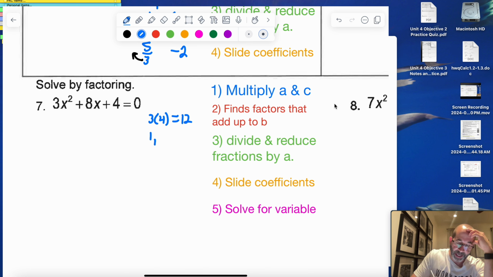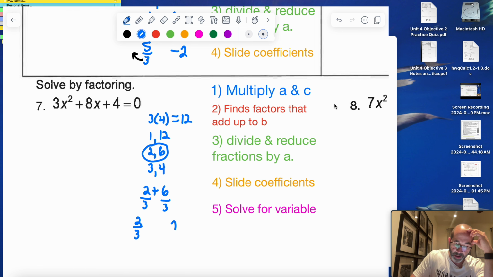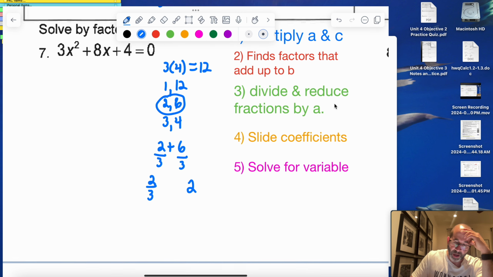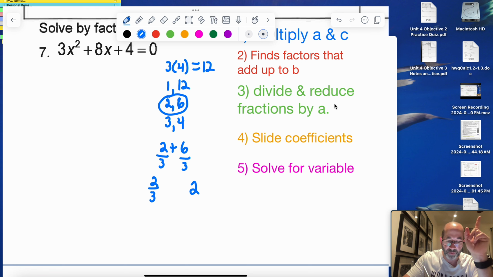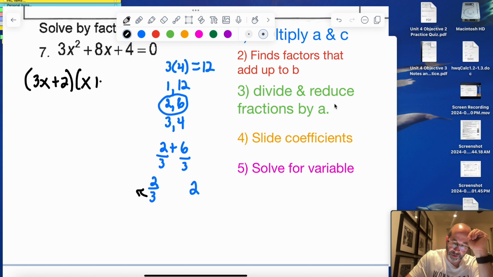Factors of 12 that add up to 8 are going to be 1 and 12, 2 and 6, 3 and 4. 8 will be from 2 and 6, so 2 plus 6. We're going to divide by my a value. We're going to reduce those fractions. Okay. Now, I'm going to show you a trick, but I'm going to do the work first so you can see it. So again, slide the 3 over here, and this would be a 3x plus 2, and then an x plus 2, and that's going to equal 0.